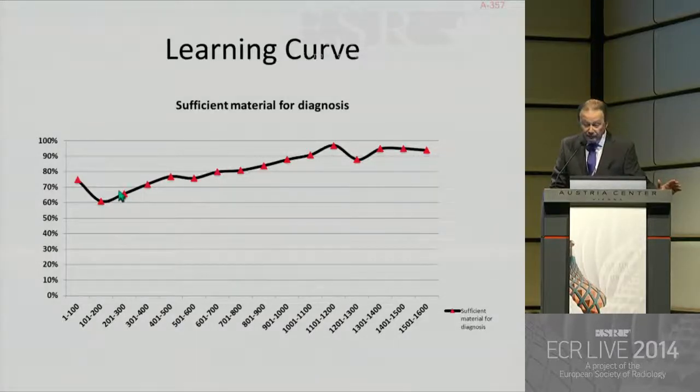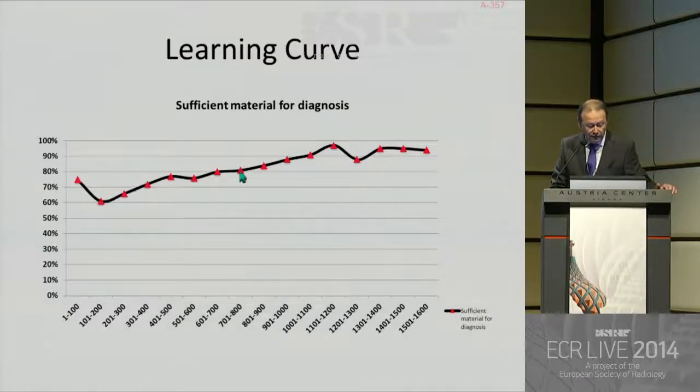This is the learning curve in my experience. This is my insufficient cytological material in my first 1,600 cases. Every 100 cases, you can see the average of sufficient cytological material. Right now we are at around 5%, but look here: we began with almost 40% of insufficient cytological material.